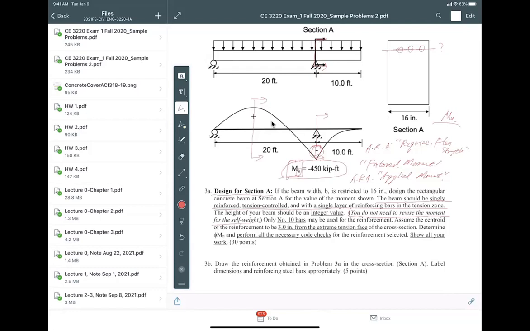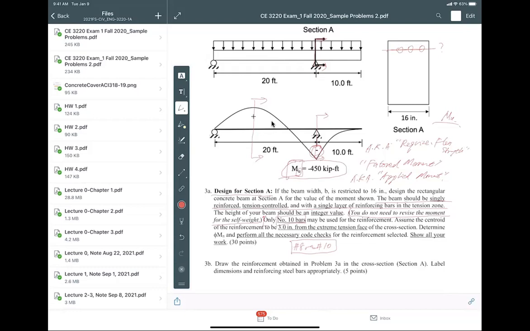And in this problem, I was very specific. I said only number 10 bars are used. You couldn't even go around that. But in the actual exam problem, I may be flexible. If I don't mention what type of bar to use, pick a bar ranging from number 8 to number 10. You shall not go any larger than number 10. Contain yourself between number 8 and number 10.